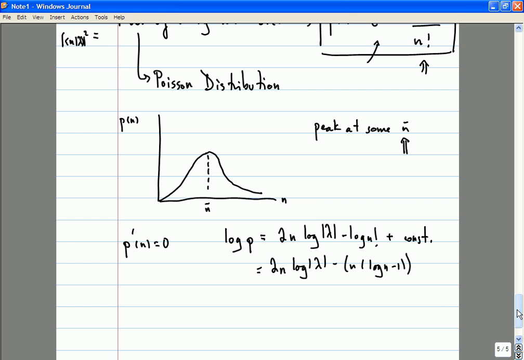And so the derivative of p with respect to n is equal to 0 precisely when the derivative of the log of p with respect to n is equal to 0, which will occur when 2 log absolute value of lambda minus the derivative of the second term in parentheses, which is just log n, is equal to 0, so that n bar, the place where this derivative is equal to 0, is just equal to the absolute value of lambda squared.